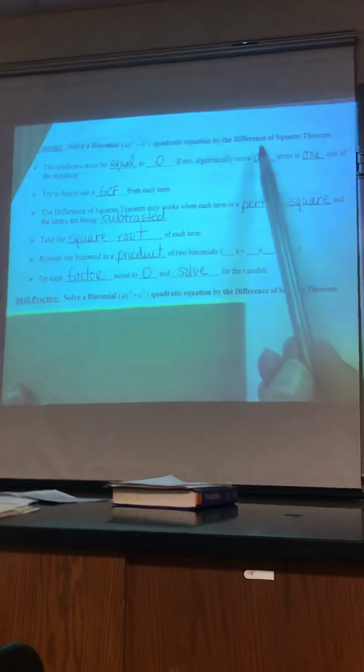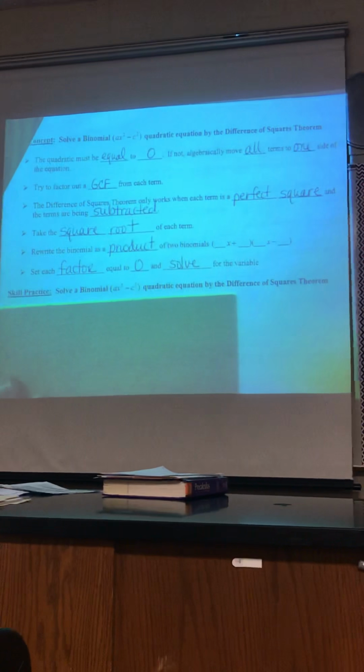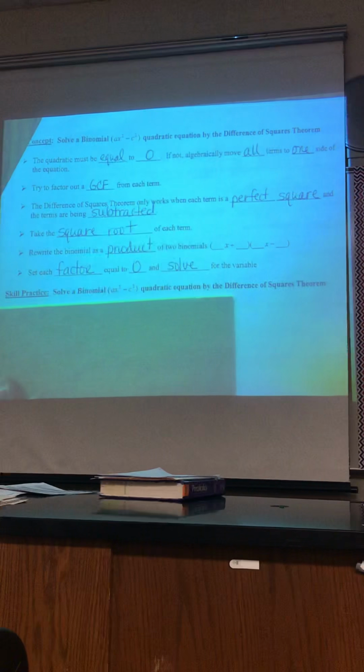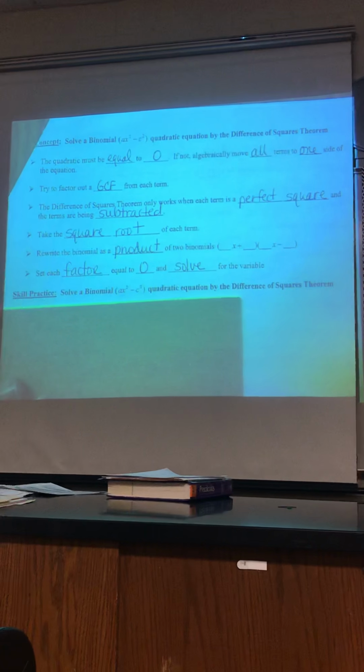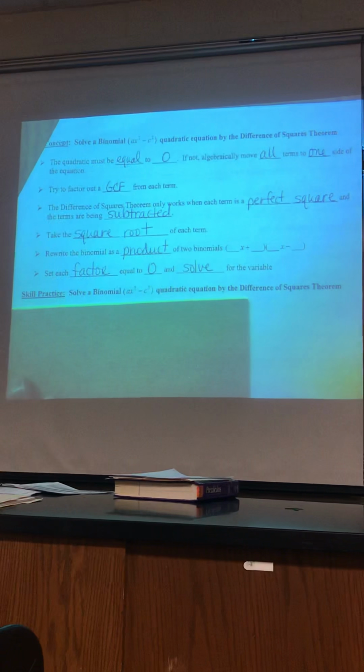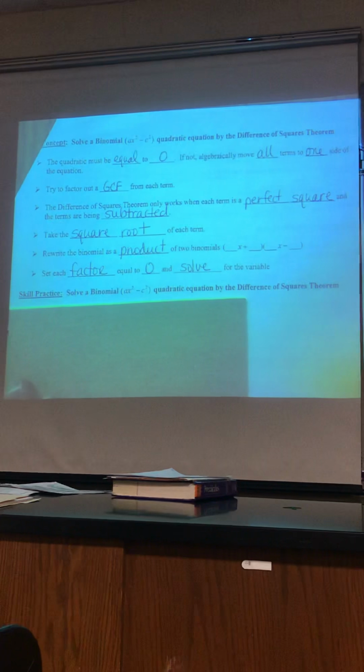All right, this is solving a binomial by using difference of squares. Okay, so we have to make sure our quadratic's equal to 0. If not, move all terms to one side. We always do that. We always try to take a GCF out to make sure it's smaller to work with.